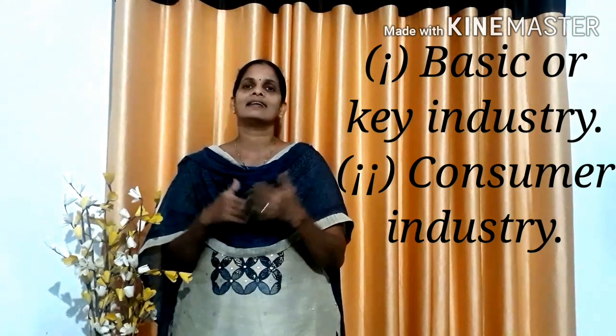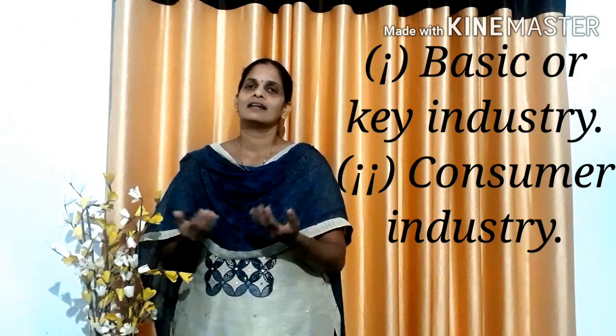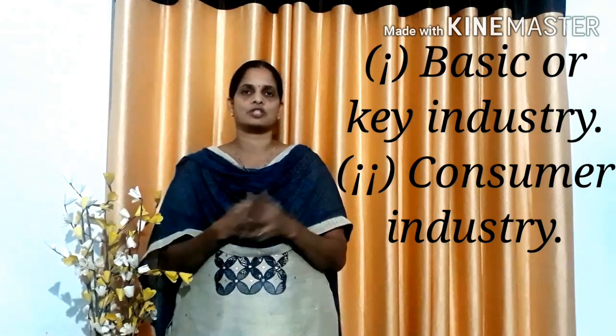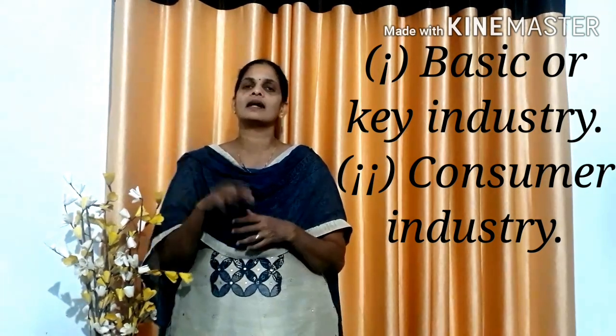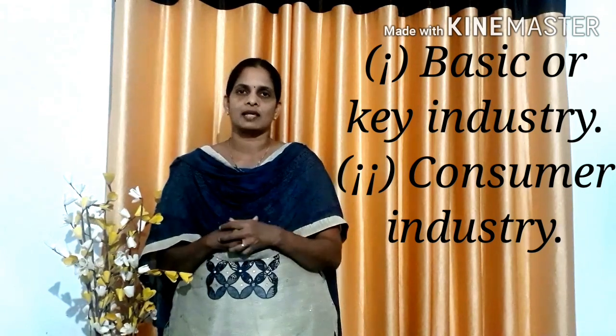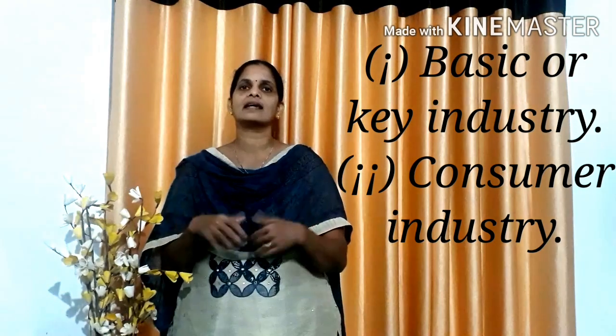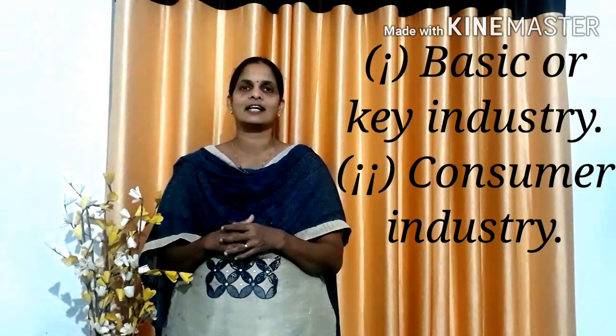Okay? And then consumer industry, which means what? The industry which produces goods for direct consumption. That means the goods are directly consumed by the people. Pickle industry or paper industry. These products, pickle or paper, are directly consumed by us. They are called consumer industries. Based on the nature and role of the finished products, you should study that criterion. Industries are divided into two types: consumer industries and basic industries.